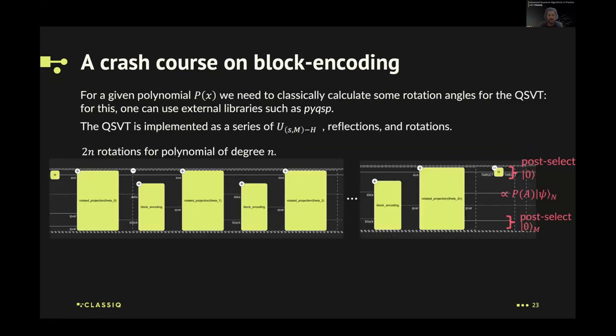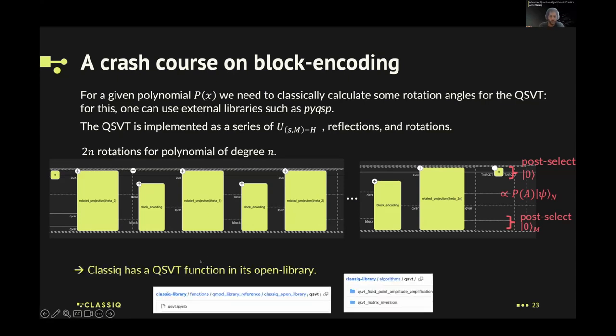And this is how a QSVT typically looks. So if I have a polynomial p of x, to apply QSVT, what you need to do is to first calculate some rotation angles, classical rotation angles, that will be entered into the QSVT routine. These are the angles that are related to the quantum signal processing, and you can do it with an external library, PyQSP, for example. You say which polynomial you want, then you get the angles, and then the QSVT essentially is a series of applying your block encoding and rotated reflections. So it is block encoding, rotated reflection, block encoding, rotated reflection, etc. And the rotation angles are the angles that you calculated from the beginning. So essentially, you have 2 to the n rotations if you want a polynomial of degree n.